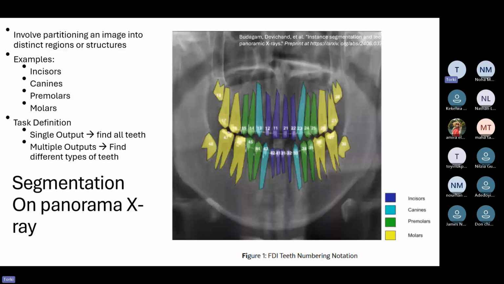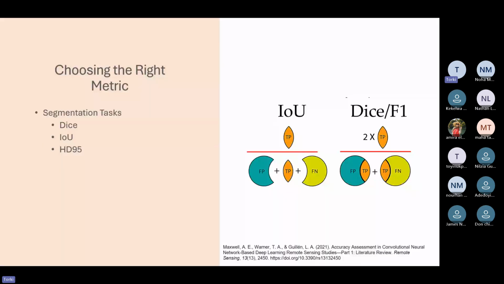We have two metrics. The first one is the IOU, which is the intersection over the union. And we also have the Dice, which is 2 times true positive divided by false positive plus 2 times true positive plus false negative. So these two metrics are usually the ones used for evaluating overlap.